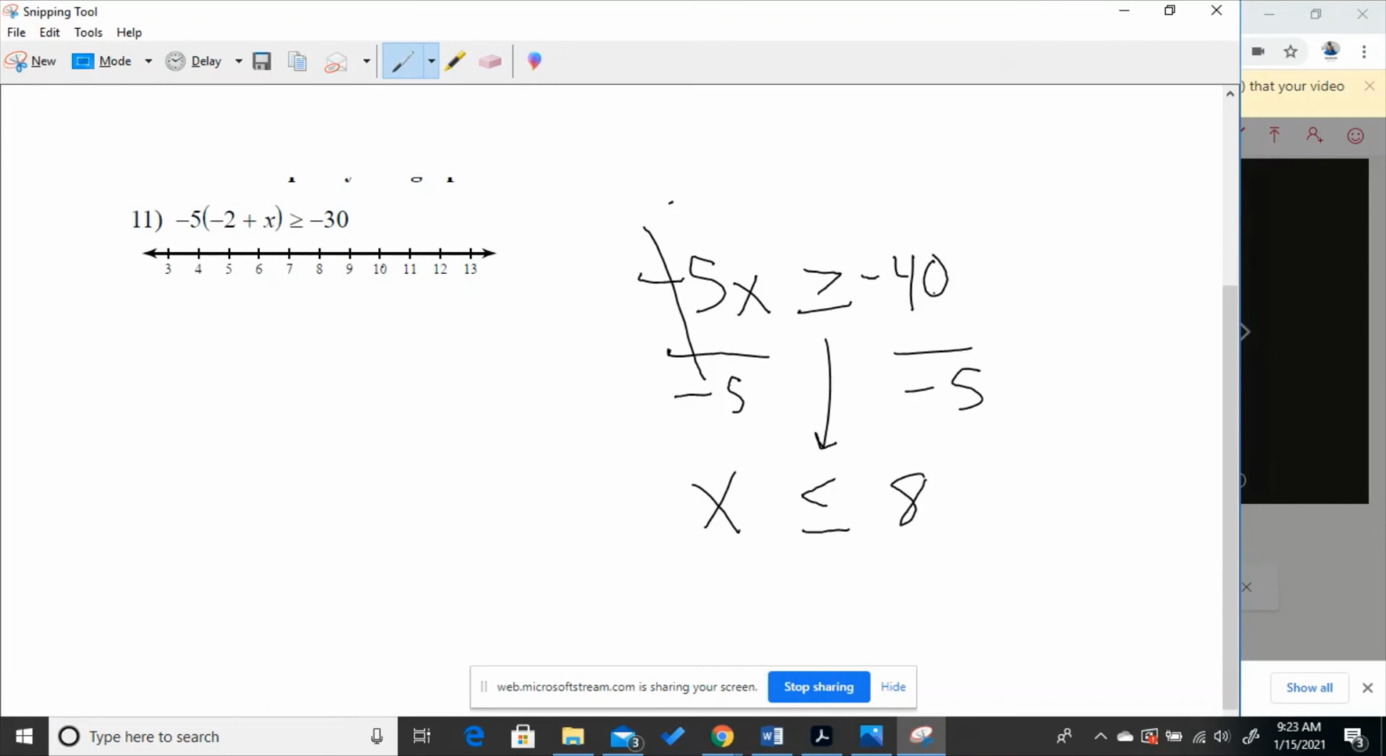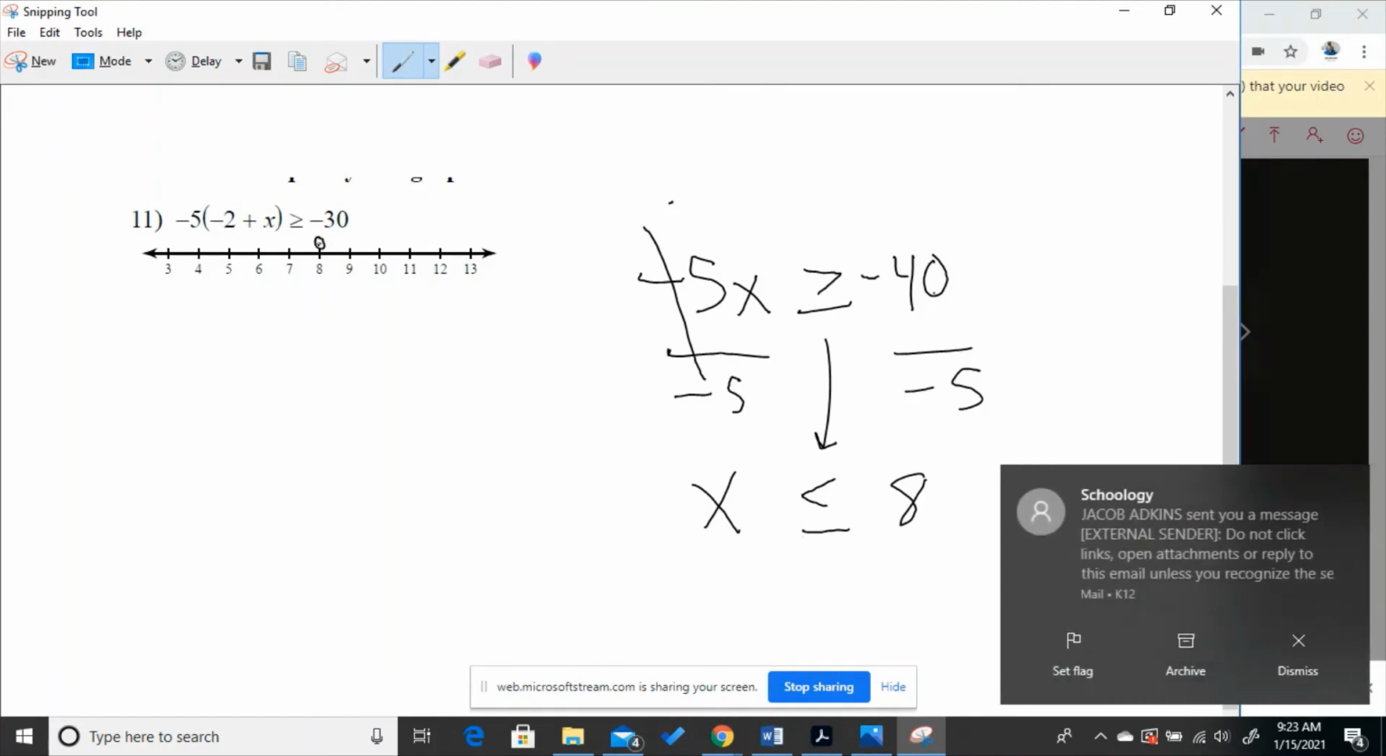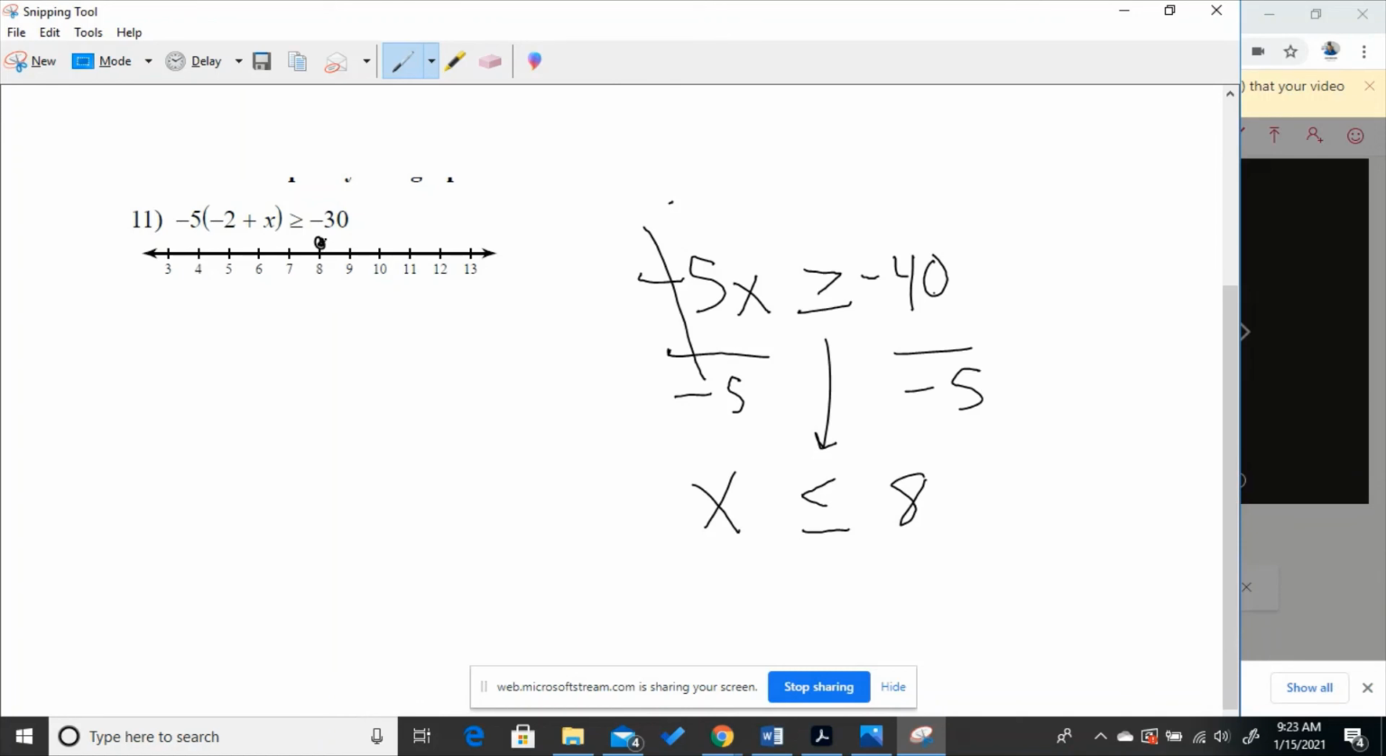Then we go up here to our number line. We put a circle at 8. It is a filled-in circle because of the line underneath. If it's equal to, you have to fill it in. That means it includes the number 8. And then the arrow shows us which way to go. So we need all numbers less than or equal to 8. So it's going to be this direction all the way to infinity.